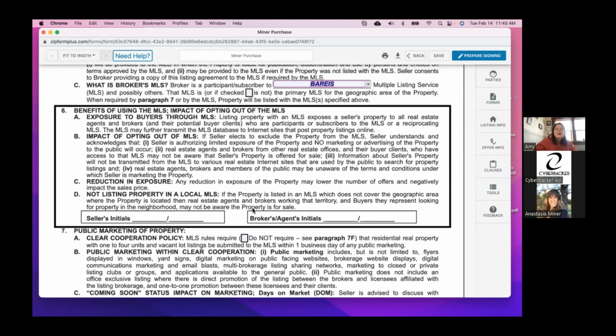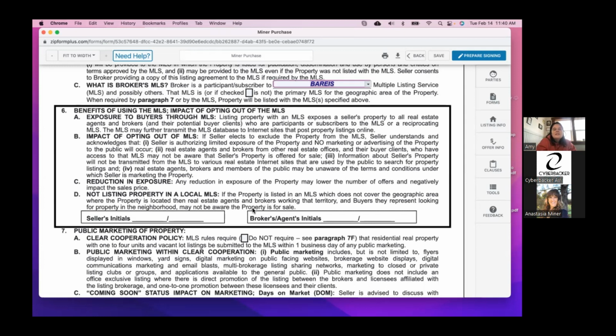Section 6 is the benefits of using the MLS or the impact of opting out of the MLS. Exposure to buyers through the MLS. Listing property with an MLS exposes a seller's property to all the real estate agents and brokers and their potential buyer clients who are participants or subscribers to the MLS or a reciprocating MLS. The MLS may further transmit the MLS database to internet sites that post property listings online. The impact of opting out of the MLS. If a seller elects to exclude property from the MLS, seller understands and acknowledges that the seller is authorizing limited exposure of the property and no marketing or advertising of the property to the public will occur.